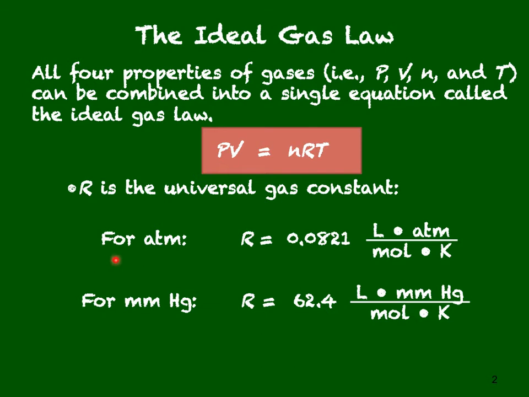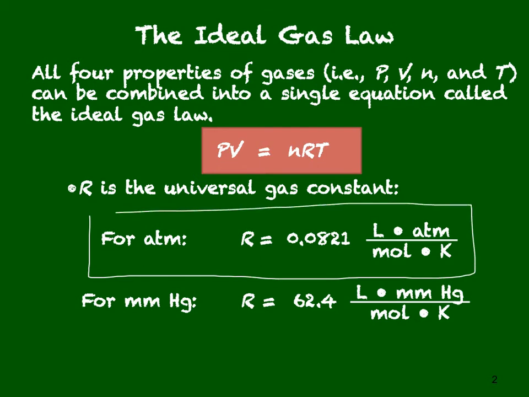If you are in atmospheres, R is equal to 0.0821 liter atmospheres per mole Kelvin. It's a very unwieldy unit, but it's very important that you remember that it's liter atmospheres per mole Kelvin. If your pressure is in millimeters of mercury, you're dealing with 62.4 liters times millimeters of mercury over moles Kelvin. What I really suggest is memorize one, the one I'm circling here. Know that and make sure that all of your other units are in liters, atmospheres, moles, and Kelvin. You only need to know the one. That will get you through.